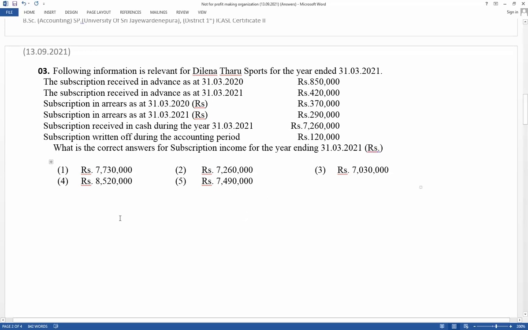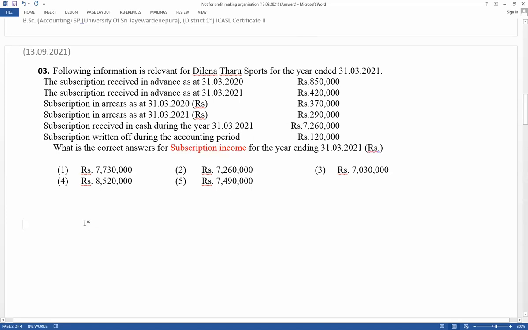Think here, what is the correct answer for subscription income? Now they are subscription income. Compare question number first one and third one. First one, it has given number of members and membership fee, but not given subscription received in cash. In this example, not given number of members as well as membership fee, but given subscription received in cash.